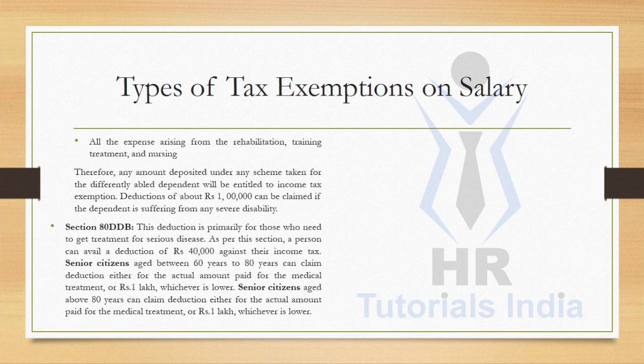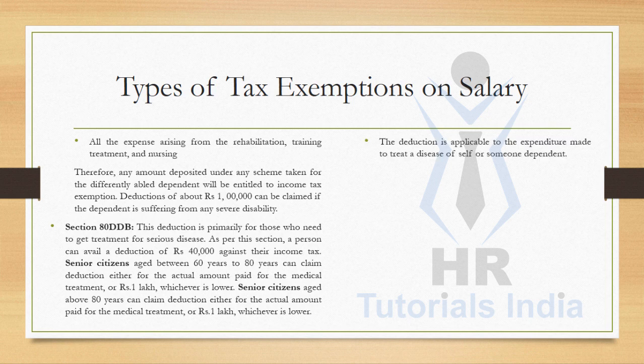Section 80DDB. This deduction is primarily for those who need to get treatment for serious disease. As per this section, a person can avail a deduction of Rs 40,000 against their income tax. Senior citizens aged between 60 years to 80 years can claim deduction either for the actual amount paid for the medical treatment or Rs 1 lakh, whichever is lower. Senior citizens aged above 80 years can claim deduction either for the actual amount paid for the medical treatment or Rs 1 lakh, whichever is lower.